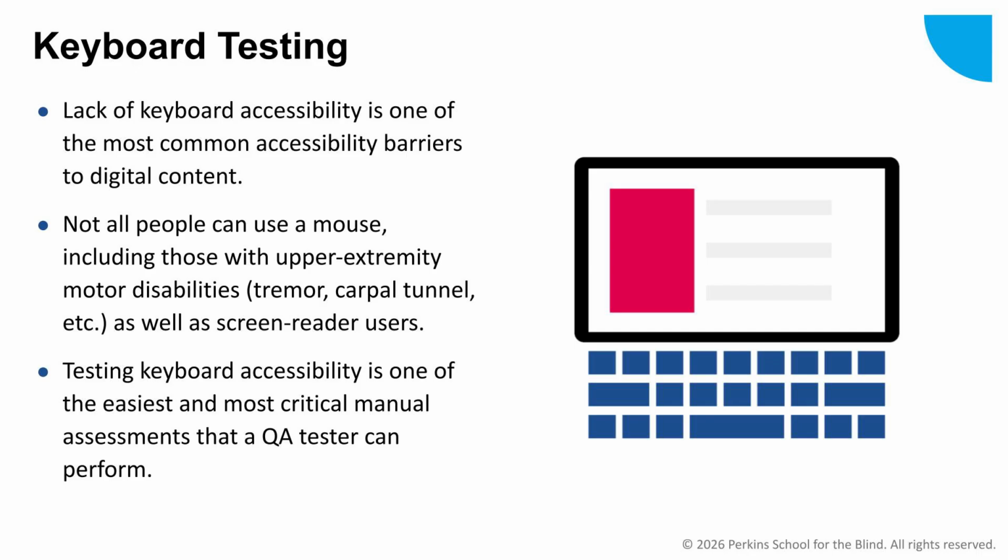People with upper extremity motor disabilities, chronic conditions like carpal tunnel syndrome or tremors, or temporary injuries may rely entirely on keyboard navigation. Screen reader users primarily navigate using keyboard commands, and even people without disabilities sometimes prefer or need to use the keyboard. Think about power users who find keyboard shortcuts more efficient, or someone whose mouse battery died at an inconvenient moment. Here's the good news.